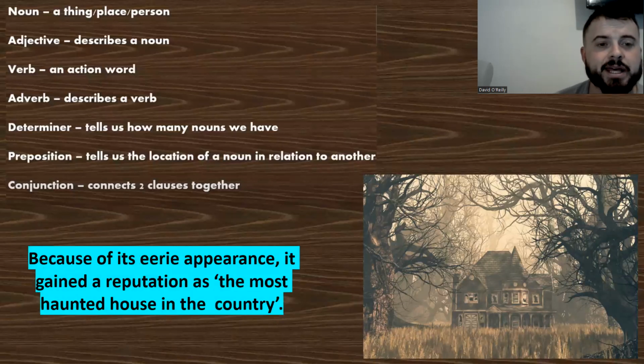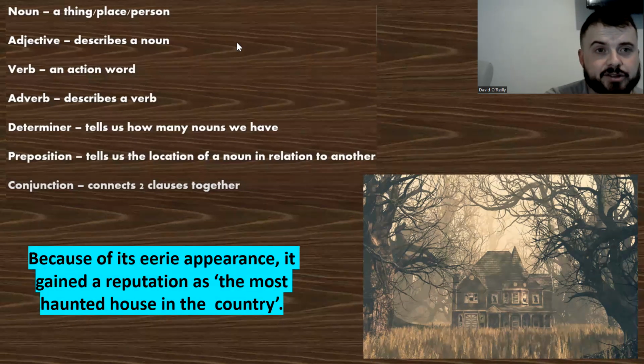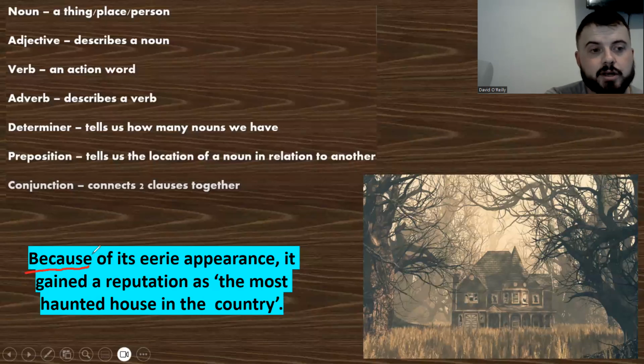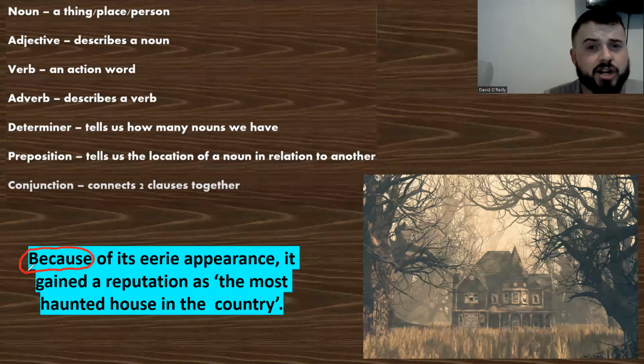Because of its eerie appearance, it gained a reputation as the most haunted house in the country. Now, this sentence is very, very interesting because it begins with the word because. And do you know how many students have said to me throughout the years, you're not supposed to begin a sentence with the word because? Well, why not? Of course you can. If you do it properly, you can.